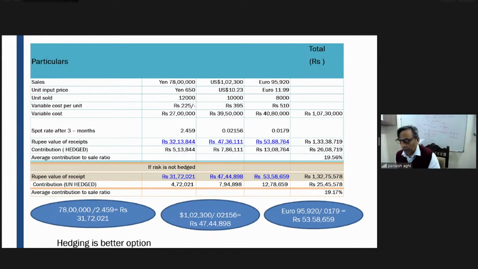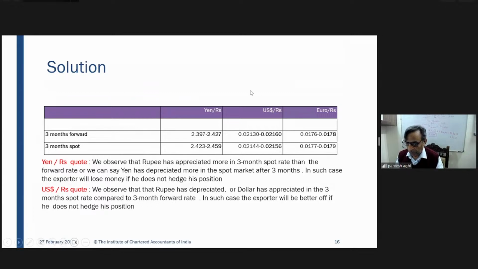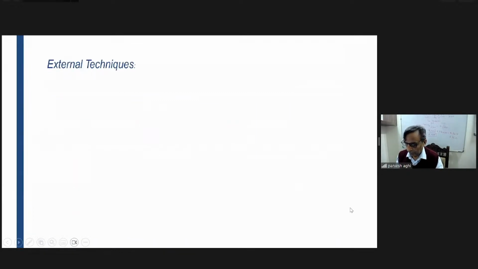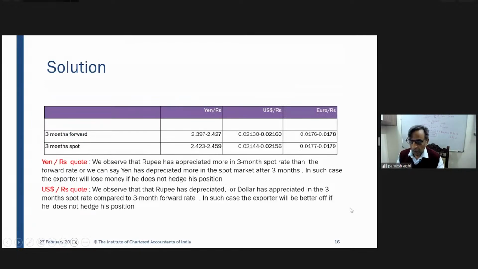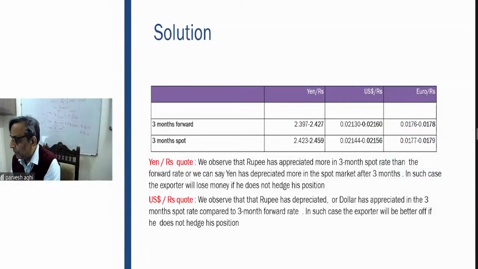Clear, Mohammed? Okay. Now coming back to your question with regard to individual hedging. Forward is better for yen and euro. Absolutely. Forward is better for yen and euro, but not better for US dollar, because the US dollar is appreciating, whereas yen and euros are depreciating. So if you are an exporter and you find the currency in which you are exporting is depreciating, that means you're losing money. But if it's appreciating, then you're making money.